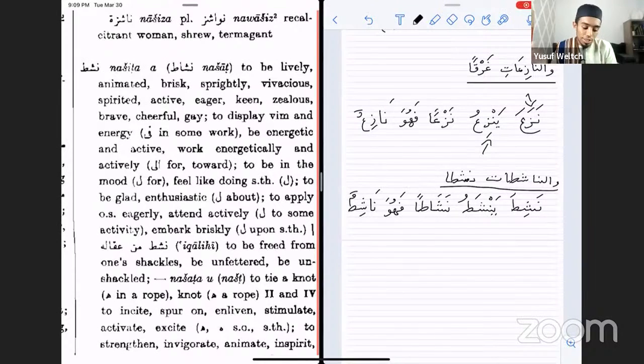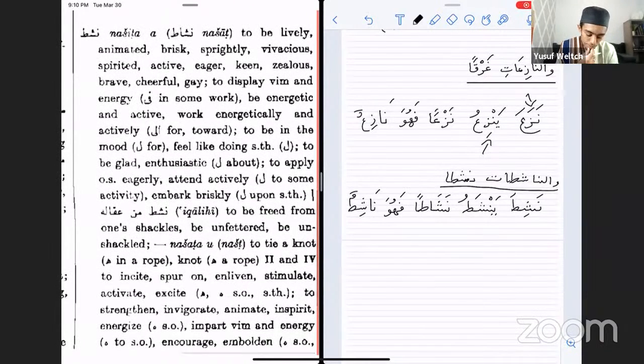So nashita, he was lively. Yanshatu, he is being lively. Nashatan is liveliness, or animation. And fahuwa nashitun, he is a lively person, or he is a hard worker or eager, and so forth. Does that make sense to everyone here?